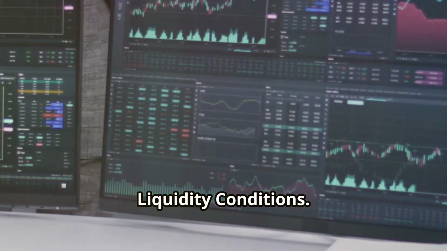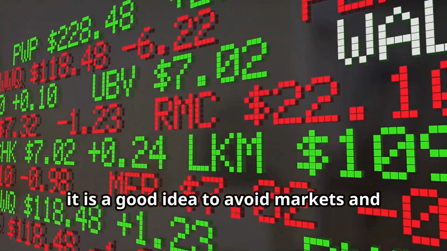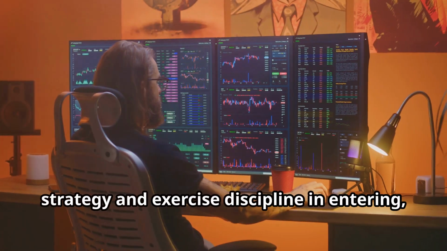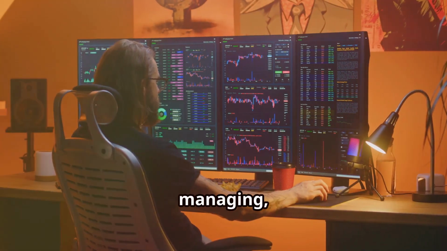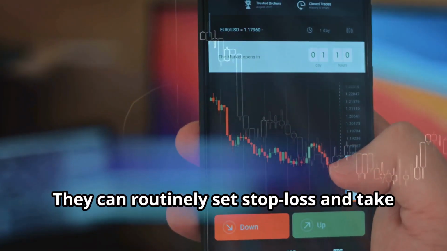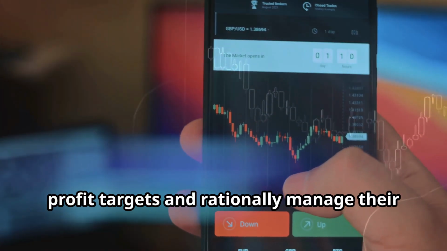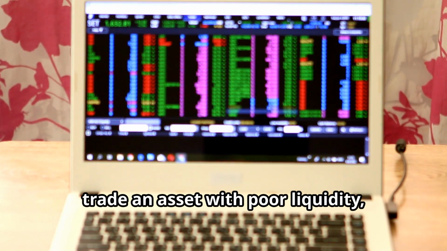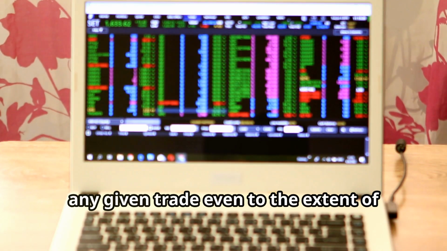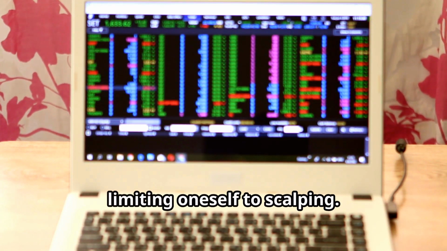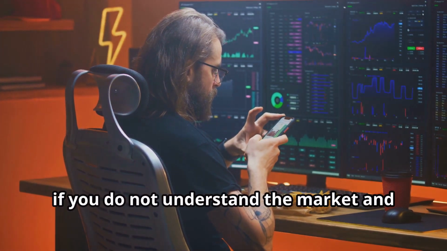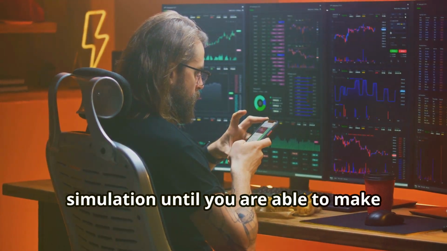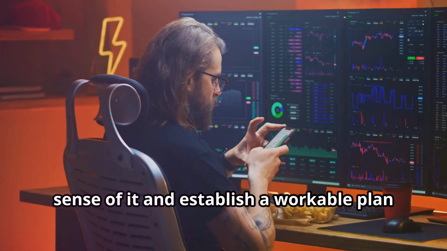Strategies for trading in different liquidity conditions. As a rule, it is a good idea to avoid markets and assets with low liquidity. In liquid markets, a day trader can follow an established strategy and exercise discipline in entering, managing, and exiting trades. They can routinely set stop loss and take profit targets and rationally manage their position sizes. To the extent that a trader chooses to trade an asset with poor liquidity, it is important to limit time spent in any given trade, even to the extent of limiting oneself to scalping. As always, if you do not understand the market and asset which you are currently day trading, there is nothing wrong with trading in simulation until you are able to make sense of it and establish a workable plan going forward.